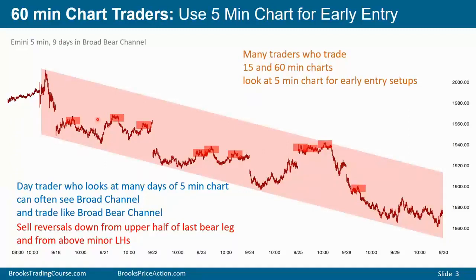If you are using a higher time frame chart, like a 15-minute chart or a 60-minute chart, some traders will put up a 5-minute chart occasionally to find earlier entries. The bars on the 5-minute chart are smaller, and therefore you can enter sooner than on a 60-minute chart, where each bar is made up of 12 5-minute bars.